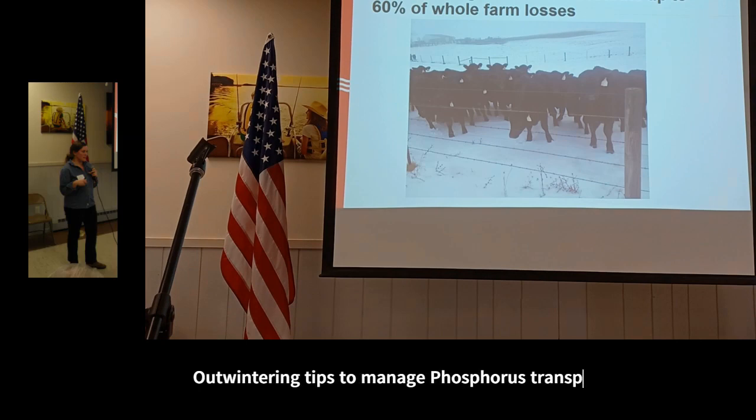So outwintering areas can contribute up to 60% of whole farm losses. And I put this in because if you're doing great work on 90% of the acres on your farm, you don't want this one area to be outshining what you're doing on all those other acres if you have really good management. So these are really critical areas in terms of water quality to be managing for.